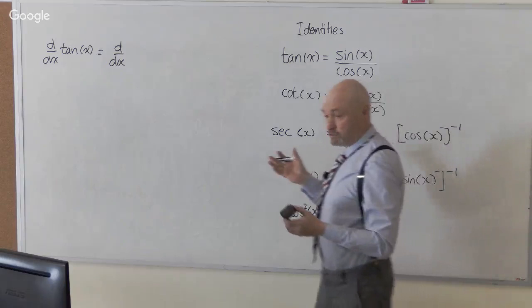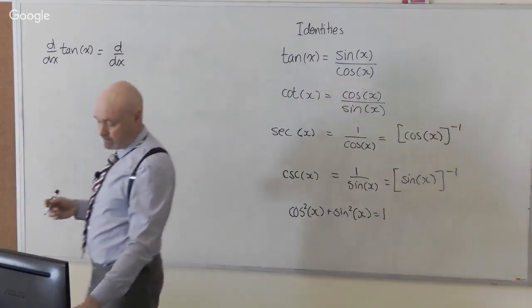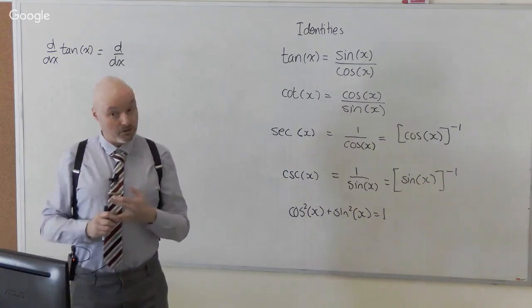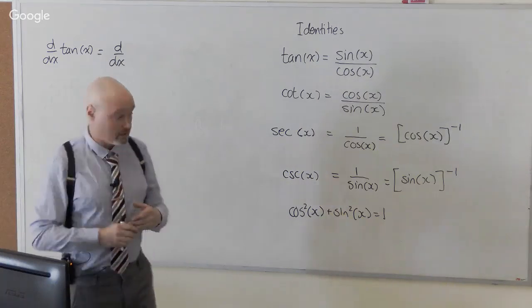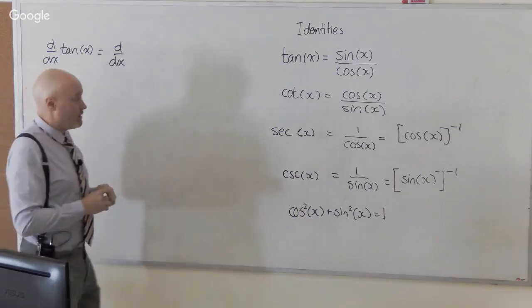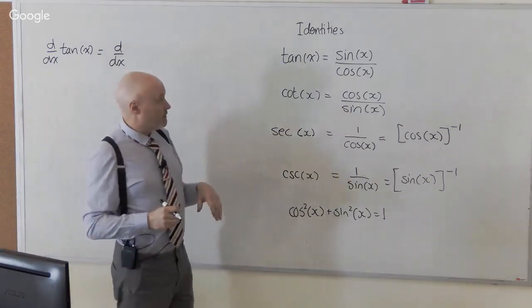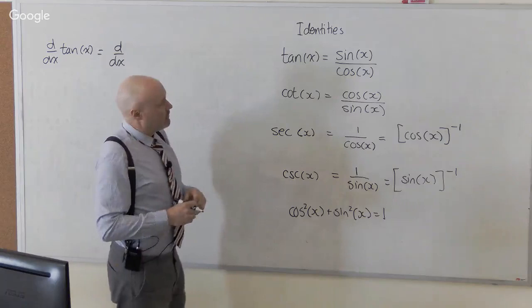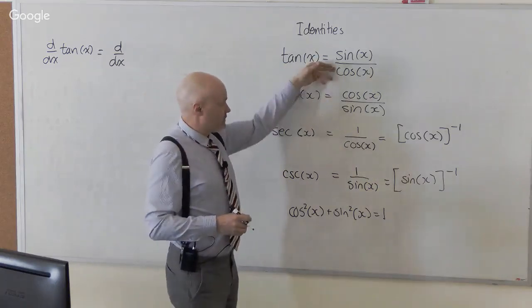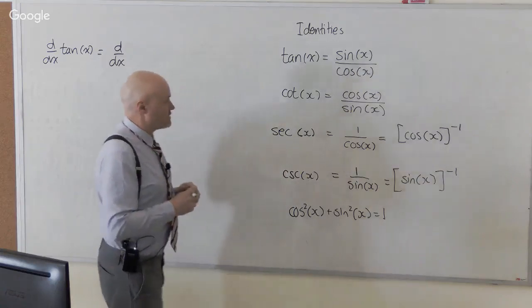Okay, so we want to do the derivative of the tangent of x. We do know what the derivative of sine of x is, and we do know what the derivative of cosine of x is, but we don't know how to do the derivative of tan of x. Now, fortunately, there are all these identities, and so we know that tangent of x is the same thing as sine of x over cos of x.